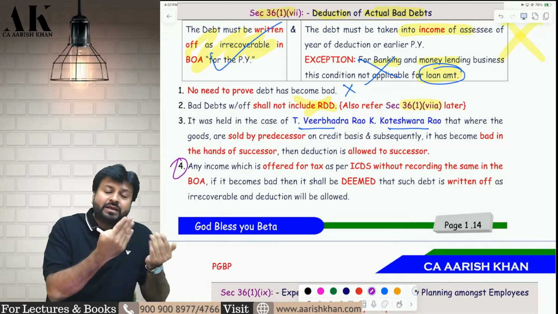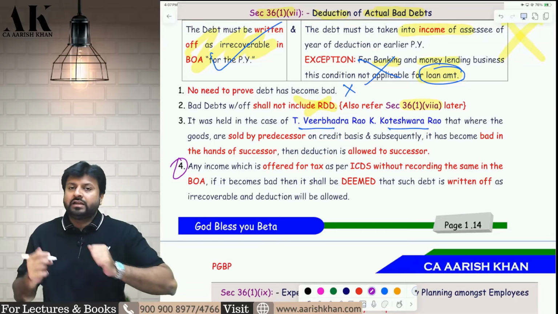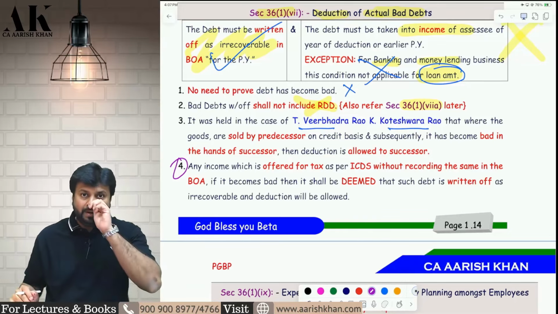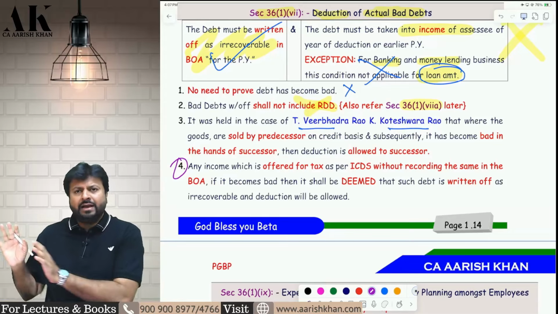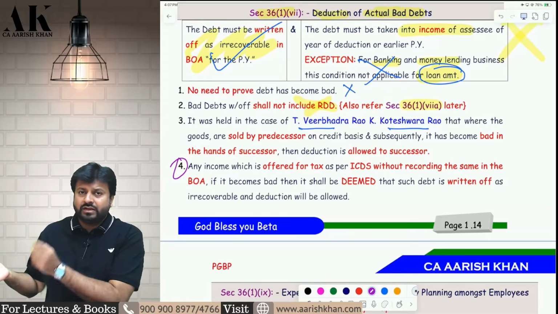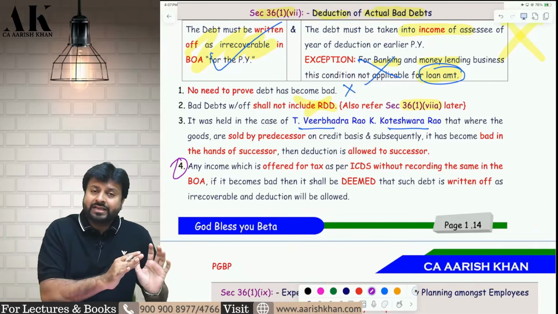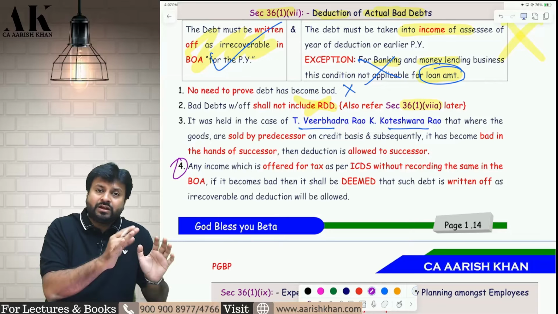Sir, if such incomes become bad later on, how will we write off that income in the books of account? Listen carefully. 1 lakh rupees I have sold to someone. I have not recorded it in the books of accounts because that is not taxable as per books of account. But in the tax, it is taxable as per ICDS. So I have to pay tax on that.